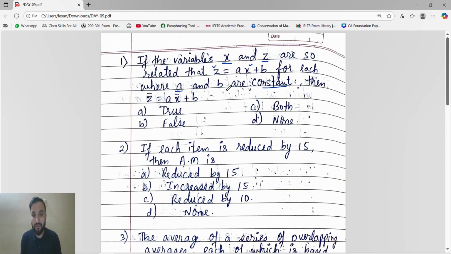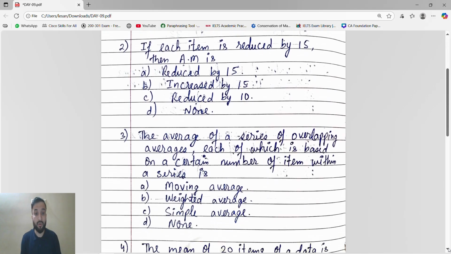So understand one thing, z equals ax plus b, so z bar equals a x bar plus b. Obviously, forget about a and b because a and b are constants. Just we will see the variables. Z is in the normal form, the x is also in the normal form. Now z bar means the mean of z, and here we have the mean of x. It is changing according to this equation, and the z value and x value are both changing, related to each other. So it is true.